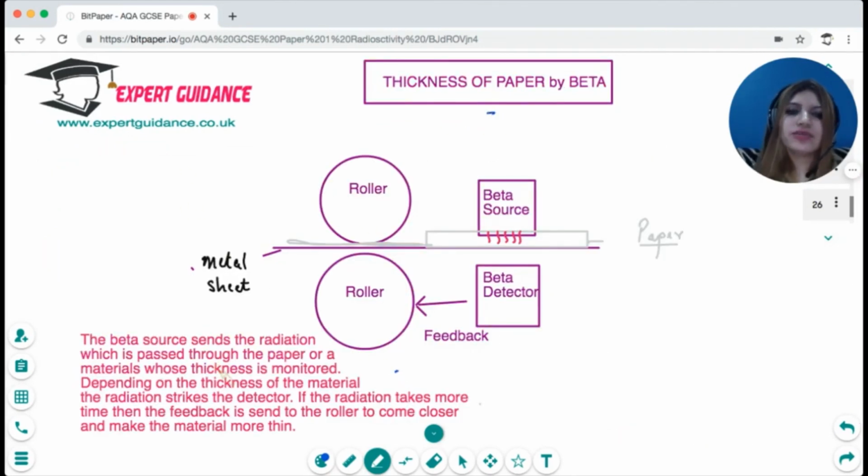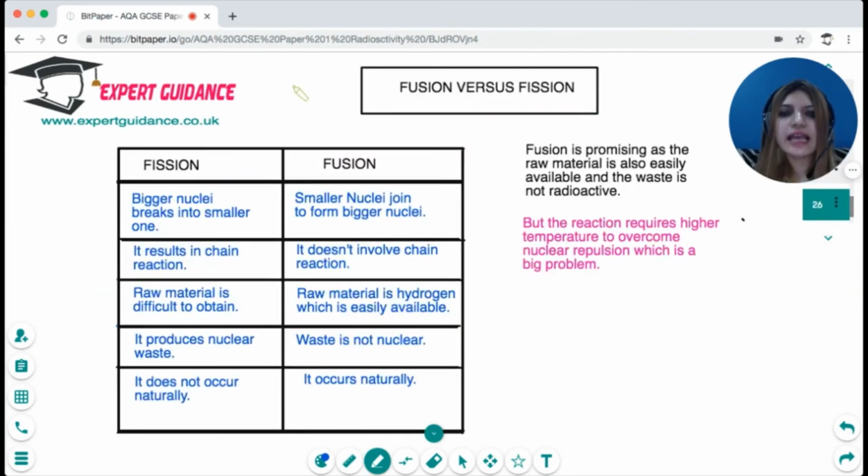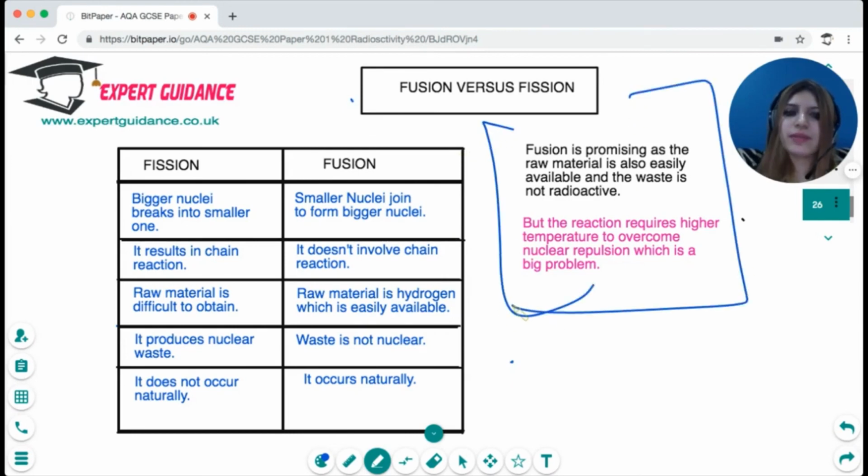Next is thickness of paper by beta. That has also been explained, that the detector sends the feedback to the roller to come closer and monitor and control the thickness of the paper or the metal sheet. The gamma are used widely in medicine, foods, and development. We have also discussed that in the previous slides. And fission versus fusion, we have already discussed that fusion is more promising, but the higher temperature is a bigger issue. And for fission, controlling it and the radioactive waste is a bigger problem.